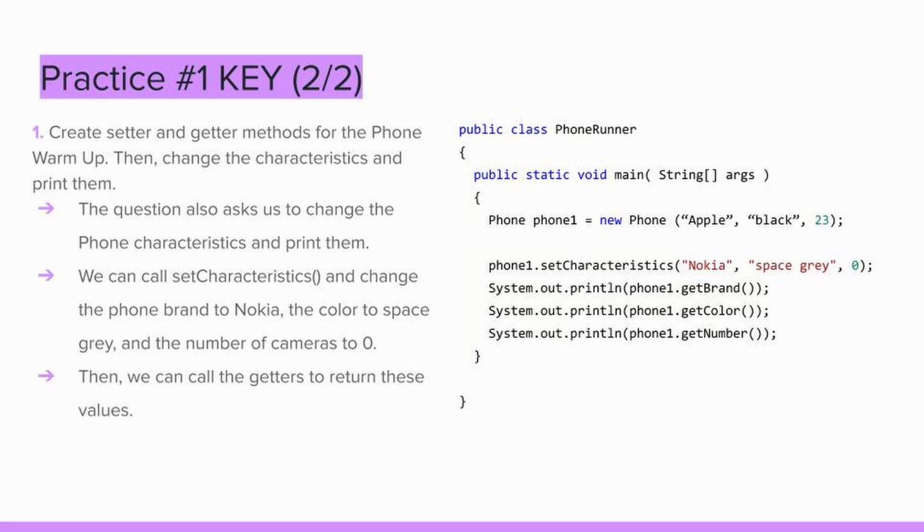The only difference between the main class and the phone runner class is in the names. In both cases, we have the main method that runs the main body of code.